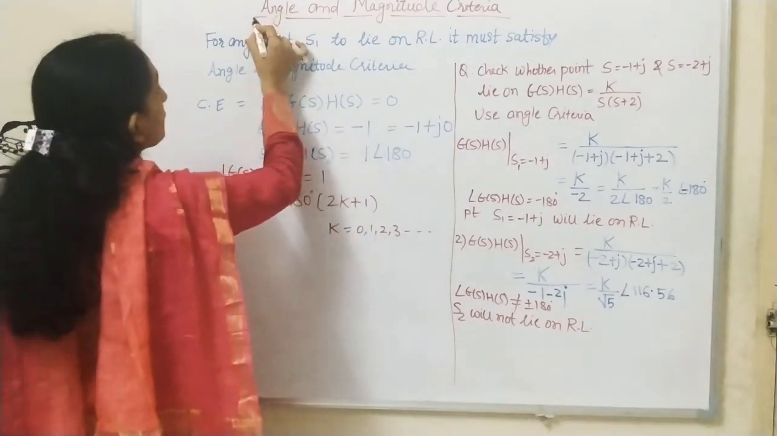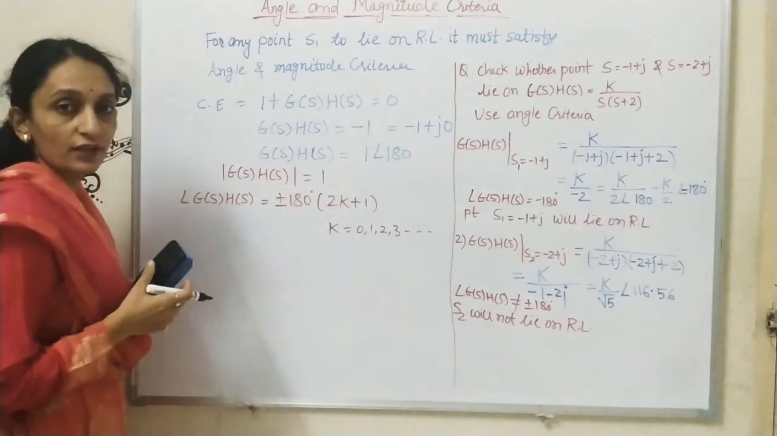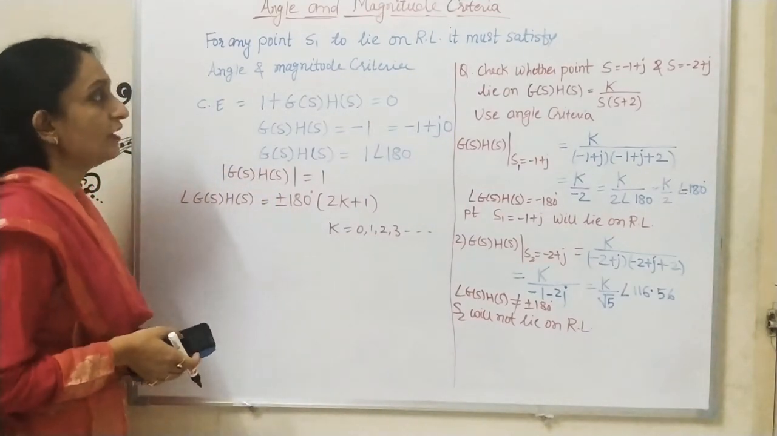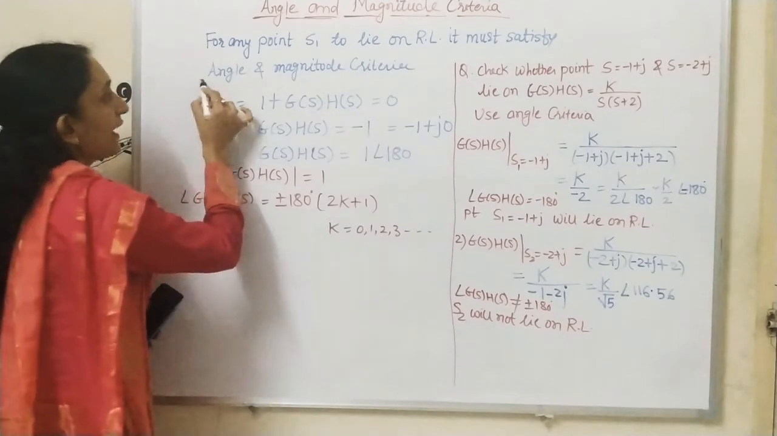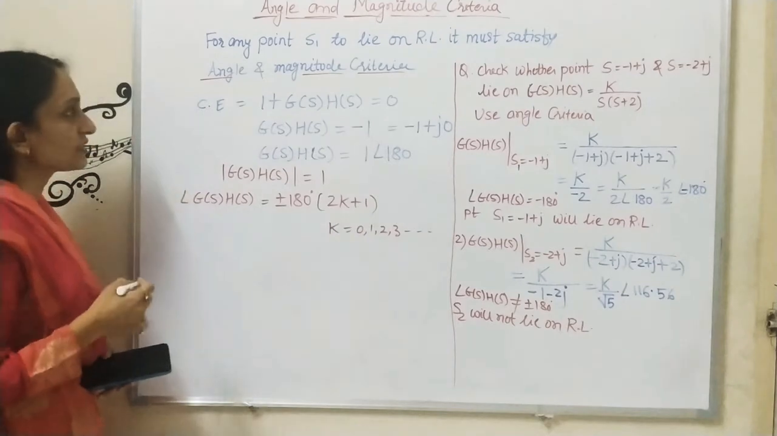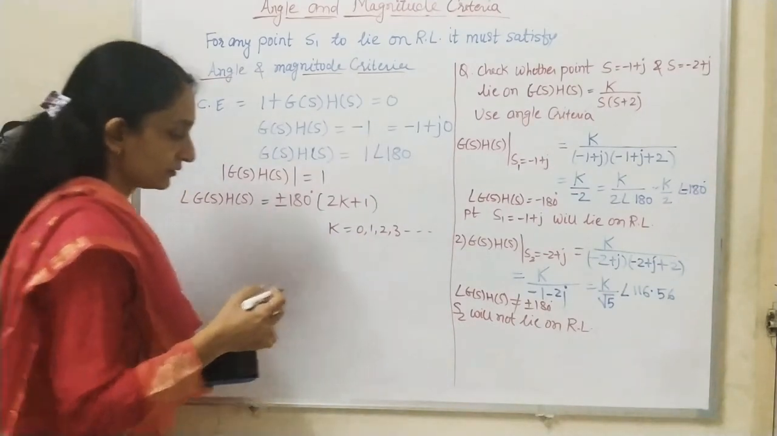So see, what is angle and magnitude criteria? For any point S1 to lie on root locus, it must satisfy angle and magnitude criteria. Okay, so what is that point S1? I will tell you.